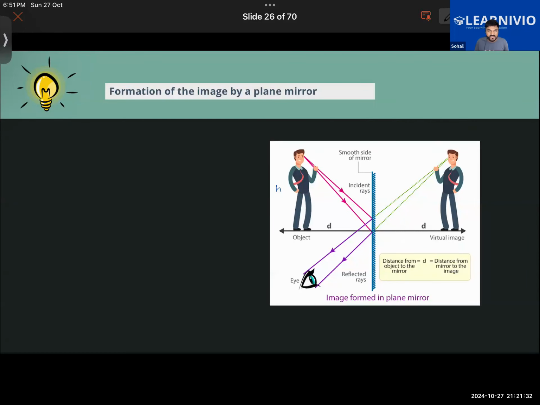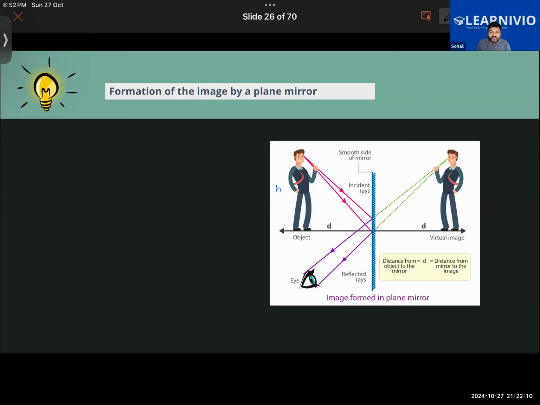Okay. Let's start with this topic today. We are going to learn how the formation of an image takes place by a plane mirror. For this purpose, we are going to learn a few basic things. For formation of an image, at least two light rays are required. Getting it now? At least a minimum of two light rays. Without that, formation of image will not take place.